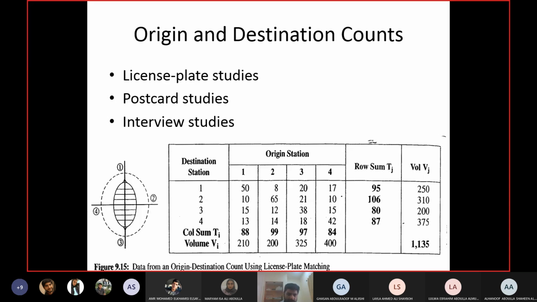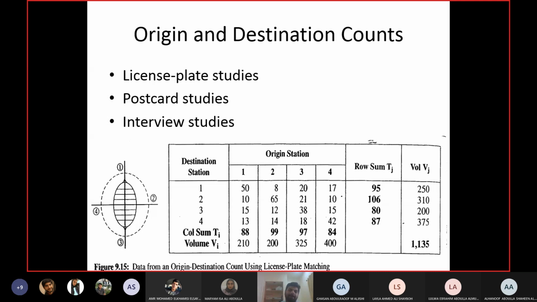Interview studies are so long that you cannot cover the whole population. Interview studies are never for the whole population. Obviously they will take more time and they will require you to go to more places and so on. So each technique has its own advantages and disadvantages. You have to select one of them, but keep in mind there is no perfect technique.